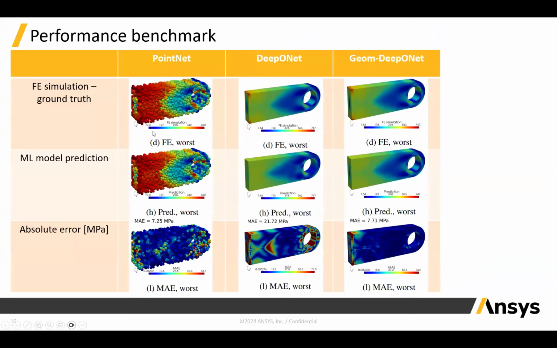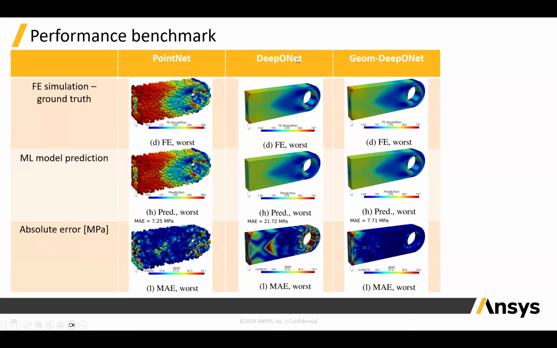Here we show some visualization of what these predictions actually look like. Because of space, I'm only showing the worst case out of all 3 models, so what you're seeing is already the worst case out of everything in the test set. In the first column, you see the PointNet prediction. Very clearly, those are rendered as discrete points because it can only predict a fixed number of points. The 5,000 points in this cloud I render as spheres, so it creates a volumetric view. In the last row we show the absolute error, and the mean absolute error here is about 7.25 megapascal on the subset of nodes.